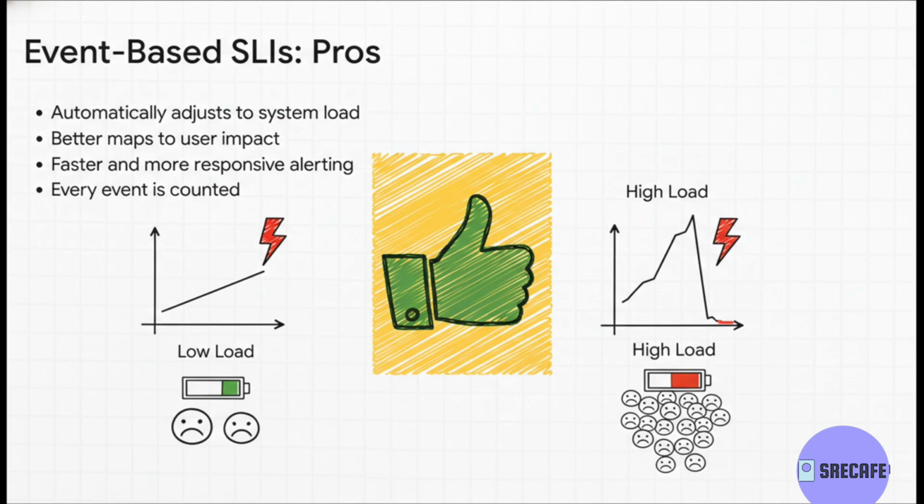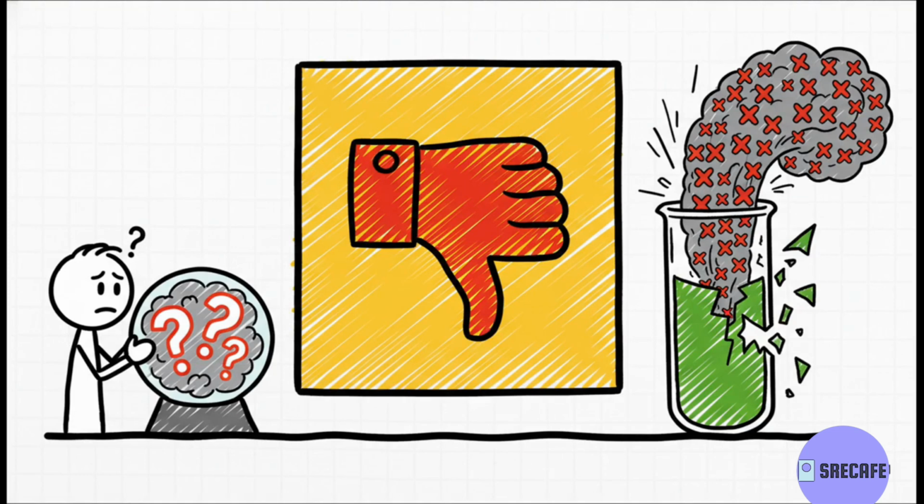Now this is the real game changer. This method automatically weights your measurement by user impact. An outage during a huge traffic spike is going to burn your error budget way faster because it's affecting way more users. This directly ties your engineering reliability goals to the actual business impact, which is exactly where you want to be. But, and this is a big but, there's a trade-off.